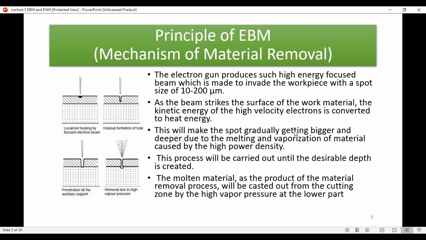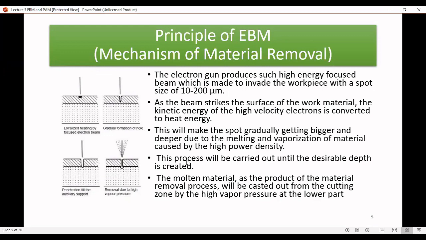Because of that, the spot gets bigger and deeper due to the melting and vaporization of the material caused by the high power density. As time goes by, the material will be melted and vaporized, so it becomes deeper. This process will be carried out until the desired depth is created. The molten material, as the product of the material removal process, will be cast out from the cutting zone by the high vapor pressure of the lower part.